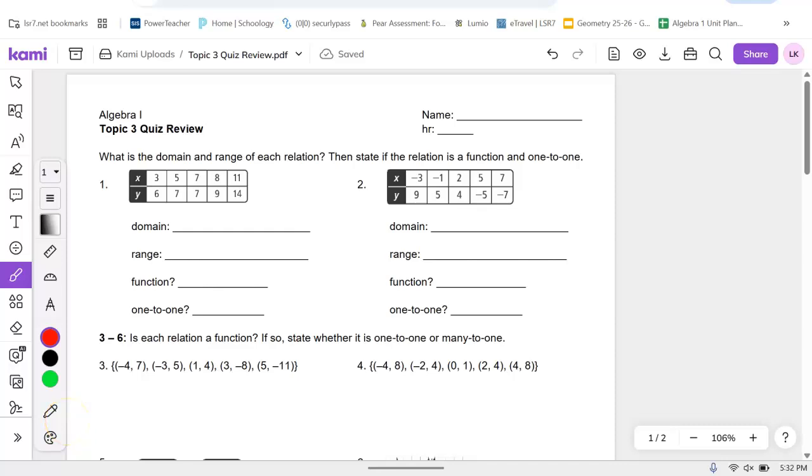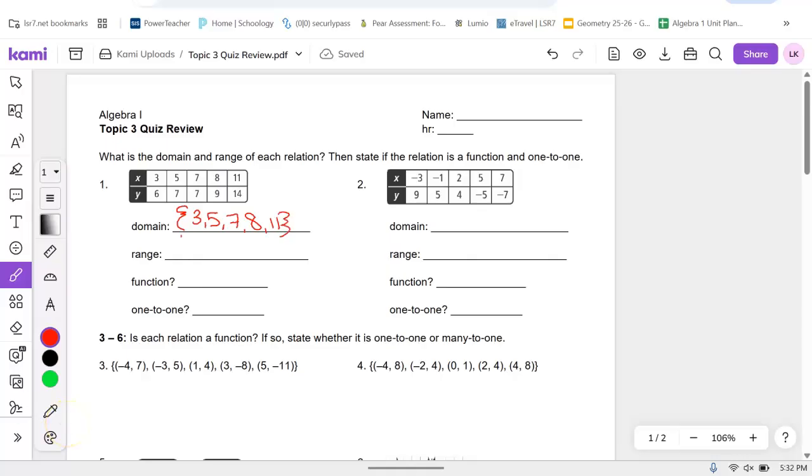Okay, this is a review for topic 3 quiz, so it's covering 3.1 through 3.3. First two questions says, what is the domain and range of each relation? Then state if the relation is a function and one-to-one. So remember, our domain is just our x values. So my x values here are 3, 5, 7, 8, and 11.